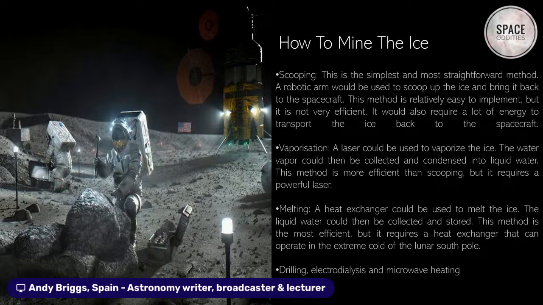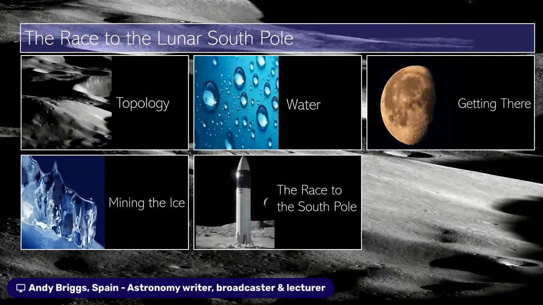That I think would be a little bit tricky to do, but it's one option. You could use a heat exchanger to just melt the ice and collect the liquid water. And there are other methods they're looking at, including just straight drilling, something called electrodialysis, and heating the ground with microwaves to release the water held up in it. But there are lots of people working on this. So by the time that humans are ready to start mining the ice on the moon, hopefully we'll have a good method of doing so.